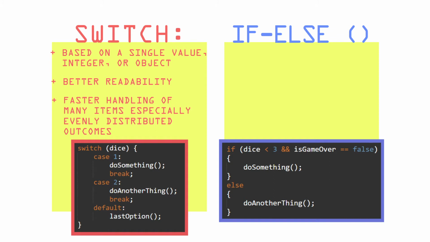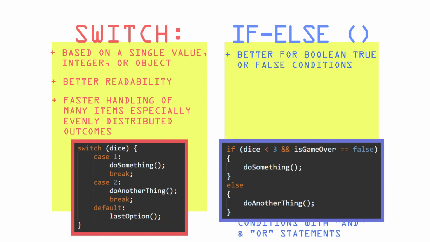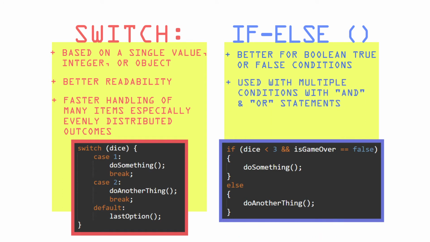If-else statements are better for Boolean, true or false conditions. They are also used with multiple conditions, so if you got that and or that or thing going on. And use the if-else statement if one condition is dominant and just way more likely to happen. Like the chances of buying a losing lottery ticket or somebody throwing up on a whale watching trip.